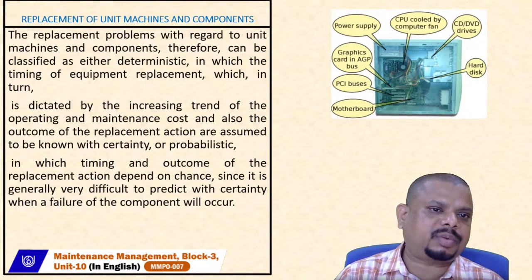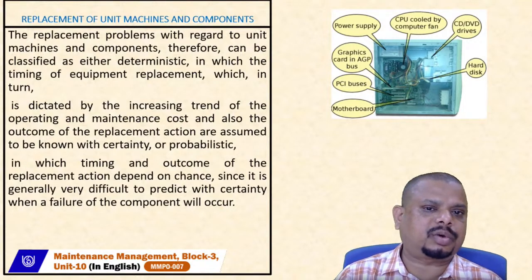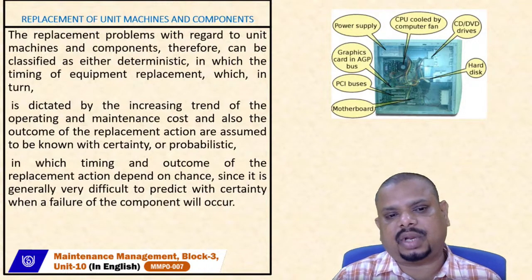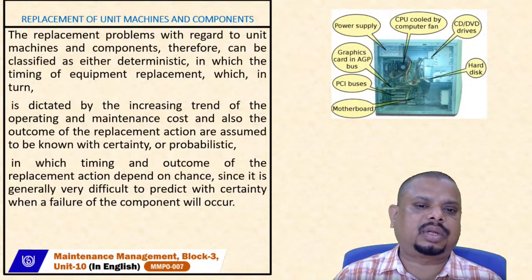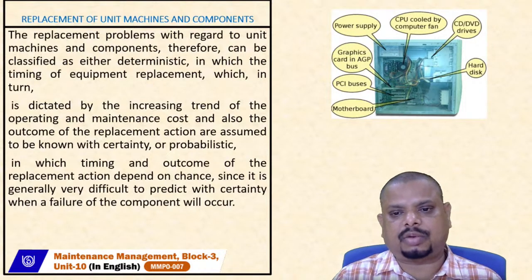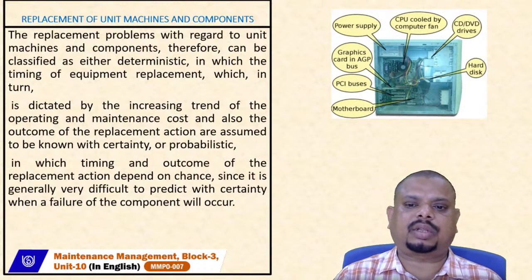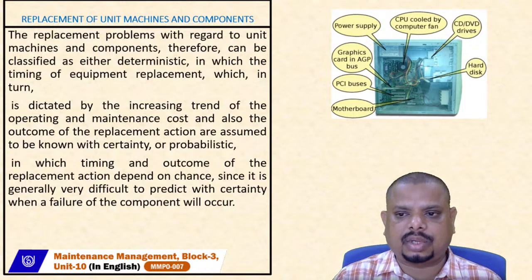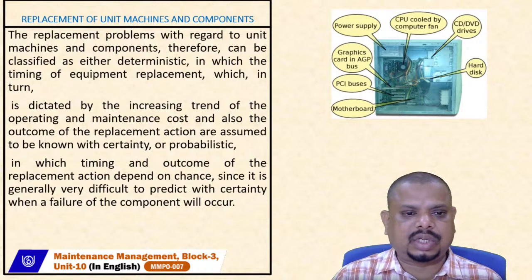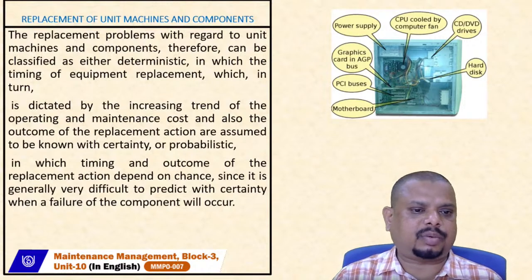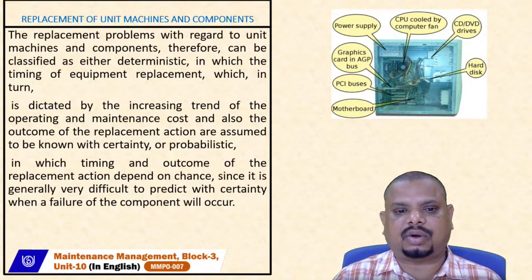So whenever you apply the replacement of units of machines and components, first you have to focus upon the machines and components. Therefore, they can be classified as deterministic, in which the time of equipment replacement is dictated by the increase in operating and maintenance cost. For example, if you want to go for replacement of a motherboard, in that case first you have to identify whether the motherboard condition is good or it should be replaced. Similarly, if you go for CD and DVD drives, whenever the operating cost increases with operating hours, those operating hours provide the various aspects of maintenance and maintenance cost.